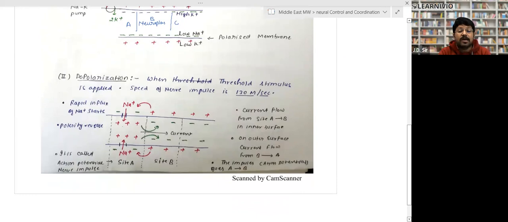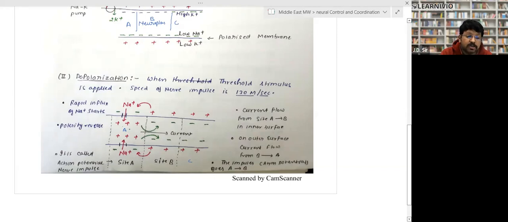What is the depolarized state? Depolarized state is when a threshold stimulus is applied, whenever the nerve gets a stimulus, right? Now what happens when the nerve gets a stimulus? This is A side, this is B side, and this is the C side. Rapid influx of sodium ion starts. Then the pump becomes opposite. At side A, where it gets the impulse, the polarity gets reversed. Sodium ion starts coming in and potassium ion starts going out. So due to influx of 3 sodium ions inside and 2 potassium ions outside, at this A side there will be positive charge inside and negative charge on the outer side of the membrane.